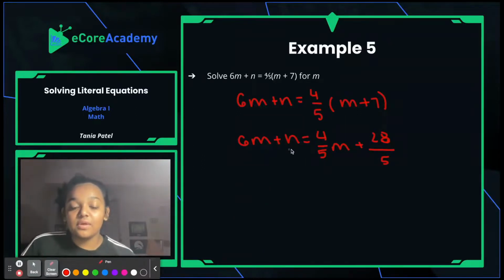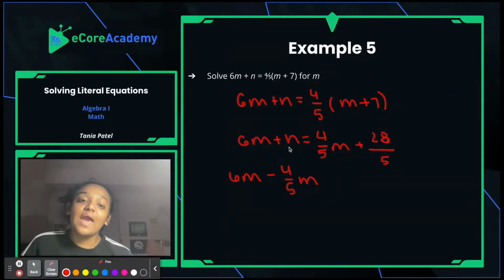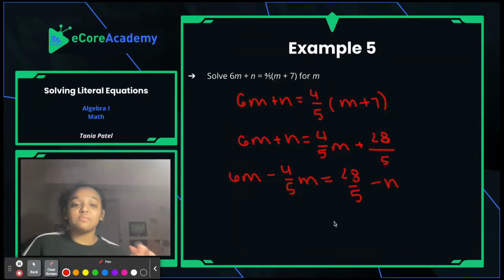So the next step is to put all of the m values, or something values, on the left side, and the non-something values on the right side, meaning we're going to subtract 4/5 m from both sides, which will give us 6m minus 4/5 m, and we're also going to subtract n from both sides, which will give us 28/5 minus n. And that will be our simplified version.